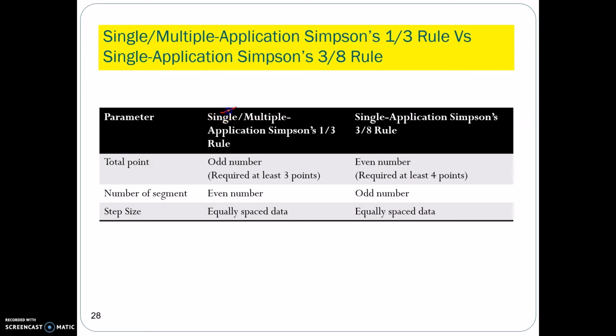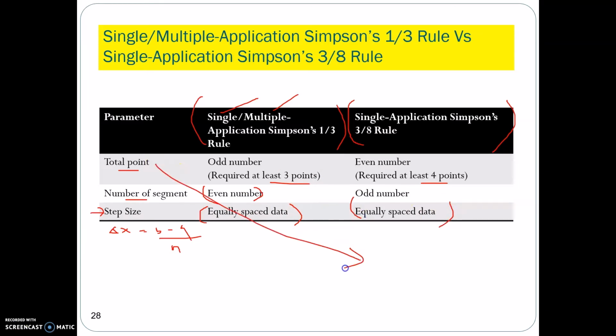So far we have discussed the single and multiple application for the Simpson's 1/3 rule. To apply this method, you need to ensure that the total number of data must be an odd number. You need at least 3 points for the single application of this method. The number of segments required in this method is an even number. On the other hand, you can apply the single application Simpson's 3/8 rule by using at least 4 data. So far our discussion is using a constant step size, which is delta x equal to b minus a divided by n. Therefore, you should be able to obtain equally spaced data for both of the cases.